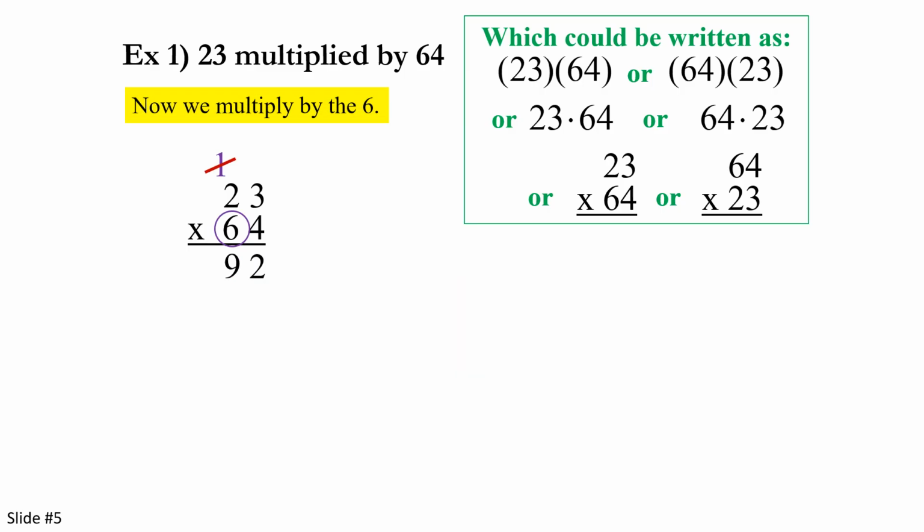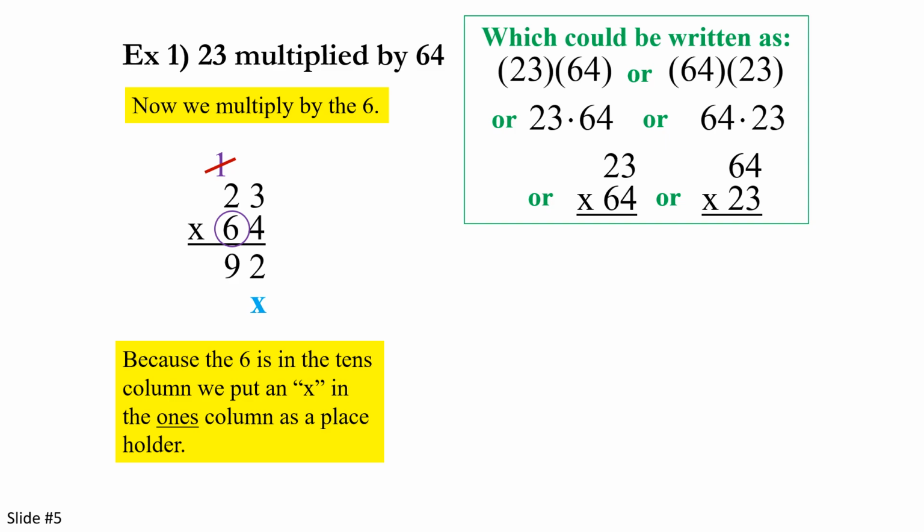So now we're moving over to the 6. We did all the 4. Now we're going to do the 6. But the 6 is in the tens column. So we're going to start putting our numbers in the tens column so we don't get messed up. We're going to use a placeholder. We're going to put an X in the ones position so that we don't accidentally put a number in there. This is about keeping our columns lined up. Since the 6 is in the tens, after we do our multiplication, we have to start underneath the 6.